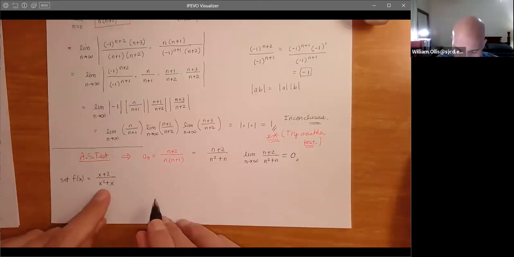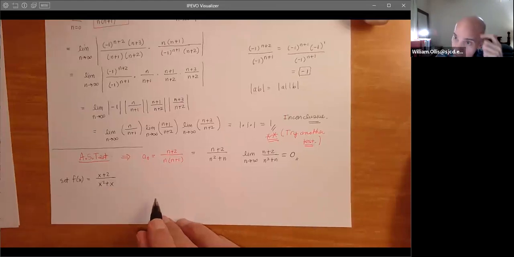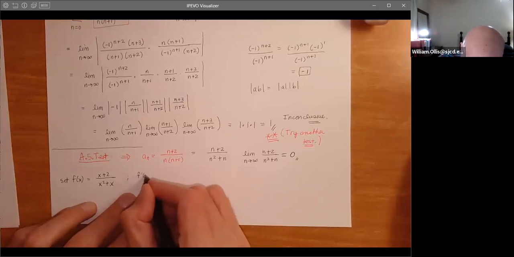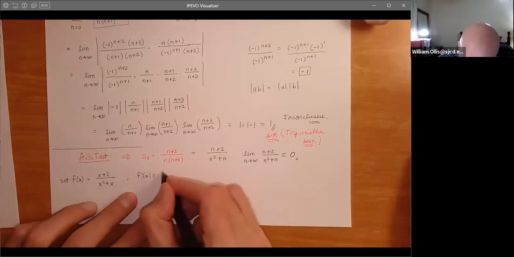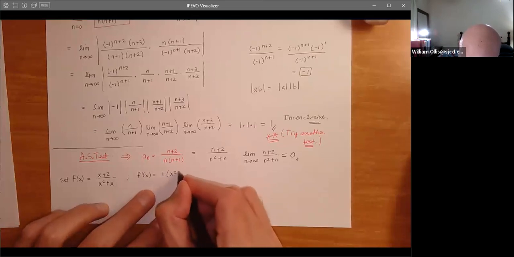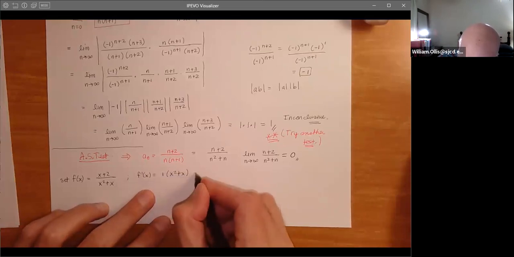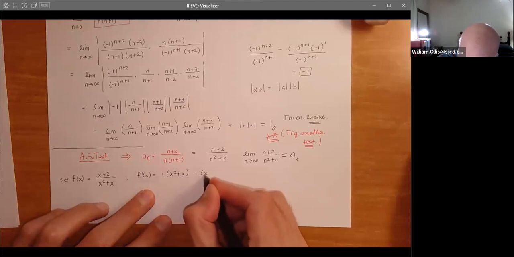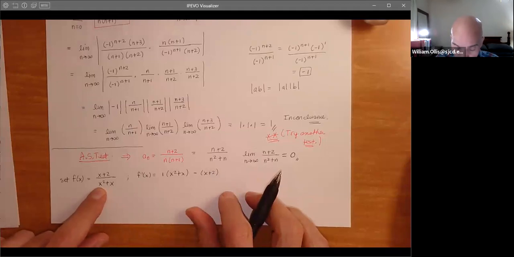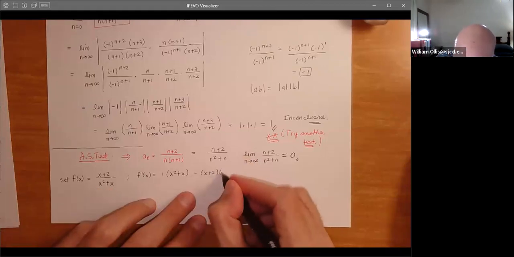So now when we look at this, we're thinking, okay, we can just show this function is eventually decreasing and get the result that we want. So now f prime of x will just be what? 1 times x squared plus x, just applying the quotient rule, minus x plus 2. And then, of course, the derivative downstairs will be 2x plus 1.